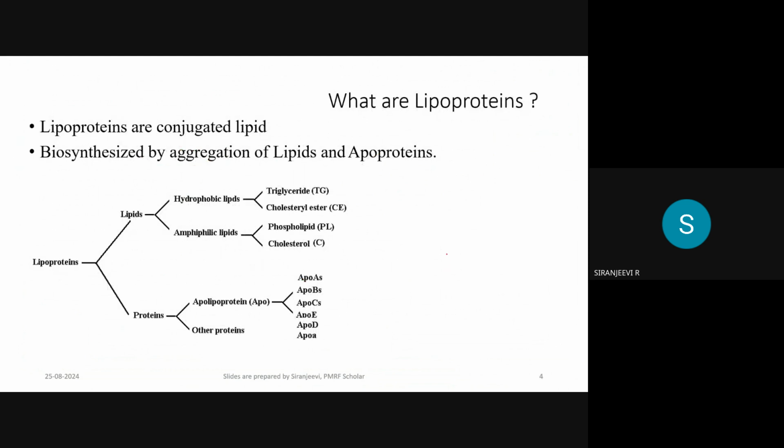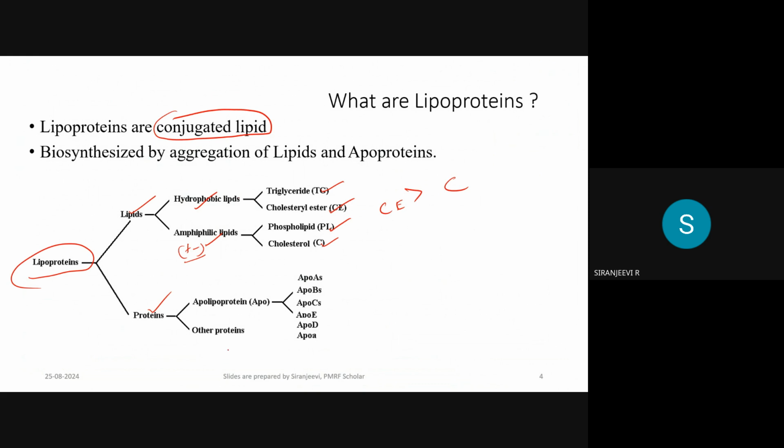Overall, lipoproteins are conjugated lipids. They contain lipids as well as protein molecules, as the name suggests. The lipids can be hydrophobic lipids or amphiphilic lipids. Amphiphilic lipids have both a positive and a negative charge. The hydrophobic lipids include triglycerides, cholesterol esters, and the phospholipids and cholesterol. Cholesterol esters are more hydrophobic than cholesterol.